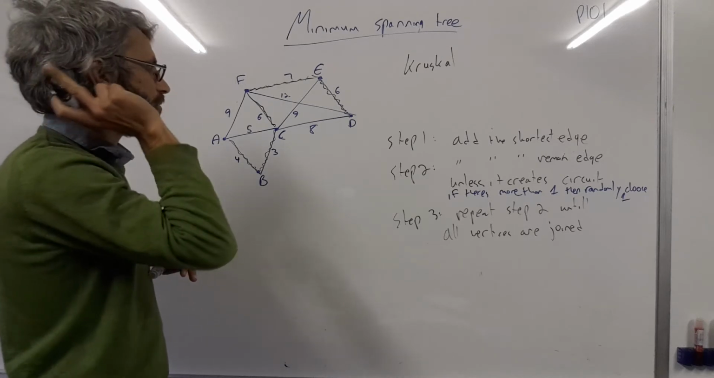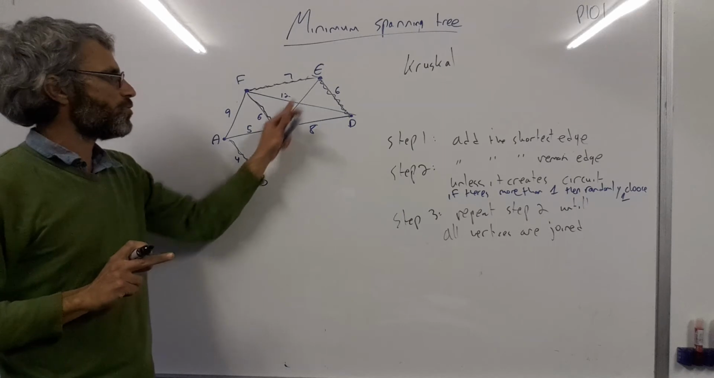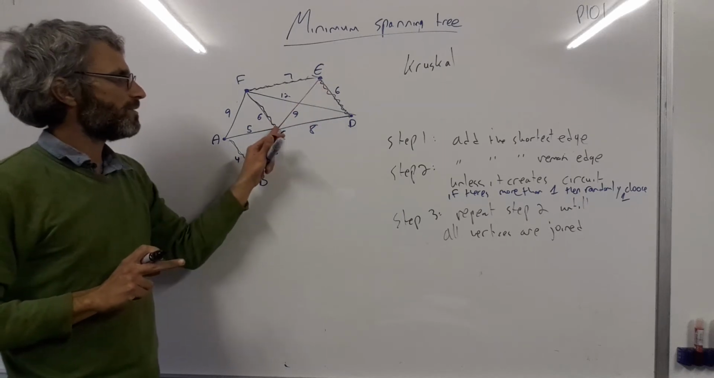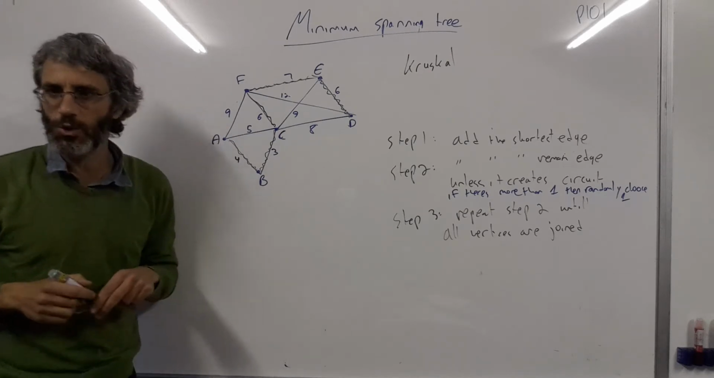But 8 creates a loop. Okay, 8 will create a loop. Can we do anything? Can we do 9? Yeah, 9 will also create a loop. Okay, so there's one thing we didn't mention here. Where do we know to stop?